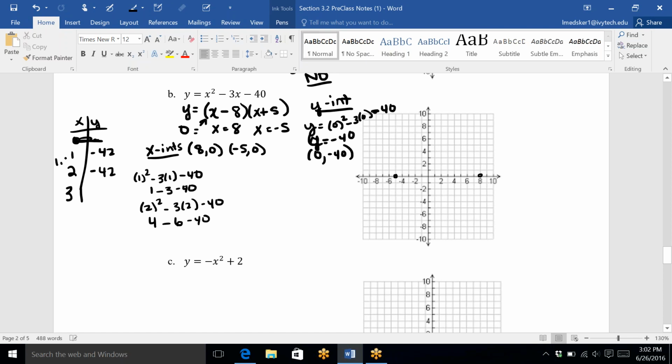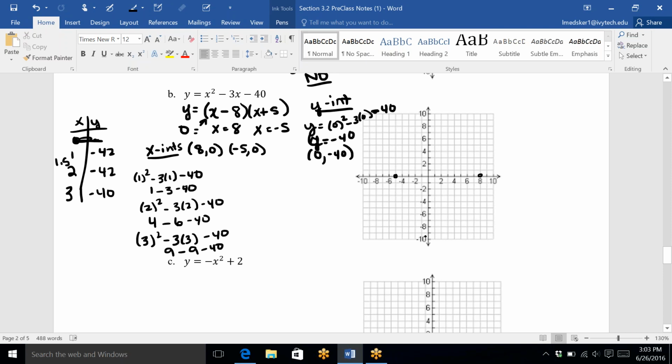That means my vertex is probably going to happen right halfway between those. Because this is exactly the same on both sides, which means we went a little bit lower somewhere in halfway between. Because parabolas go down and they come back up. And then 3 squared minus 3 times 3 minus 40. That's 9 minus 40. That would just be -40. So see, we're coming back up.